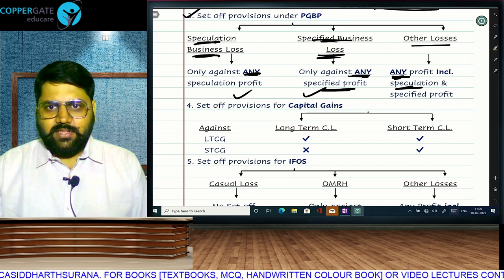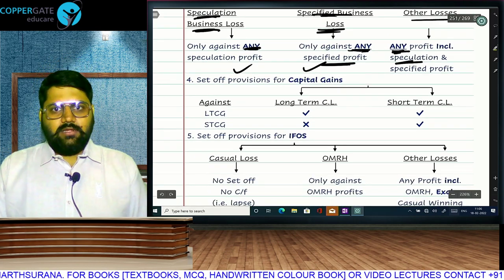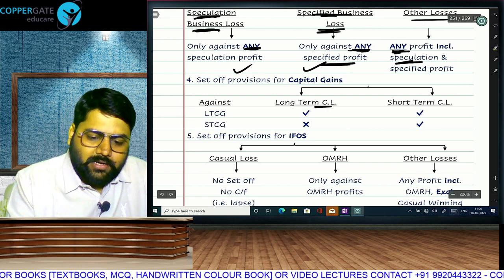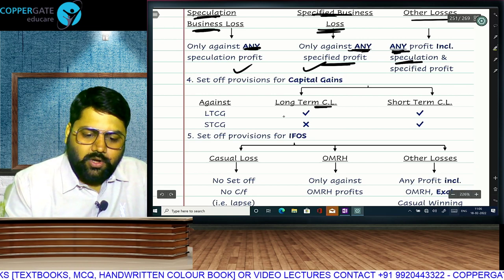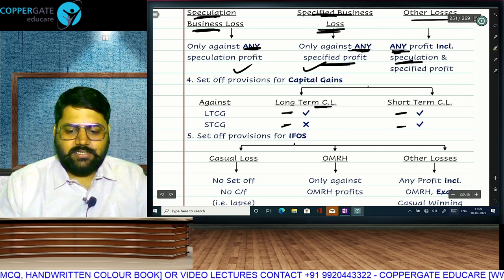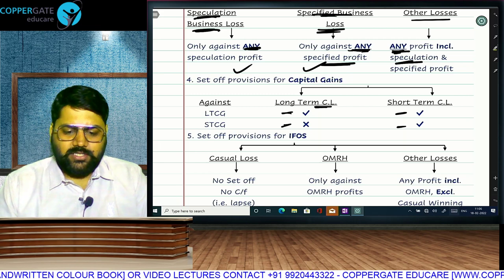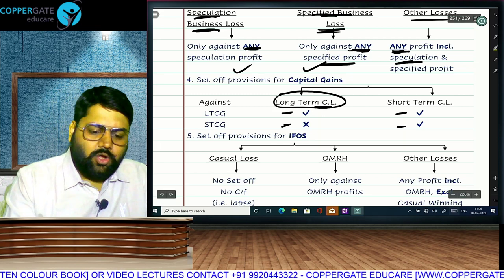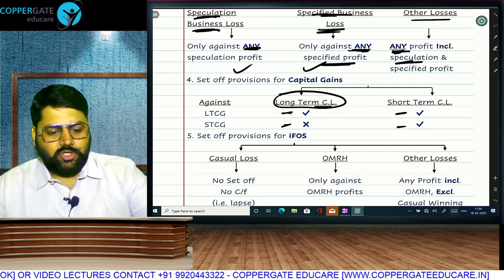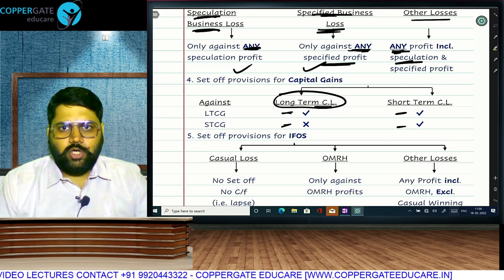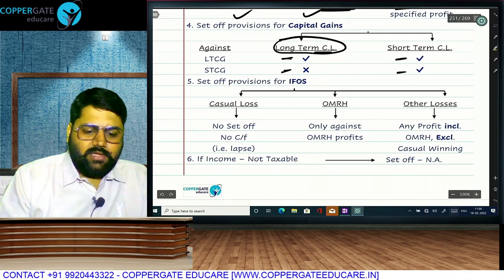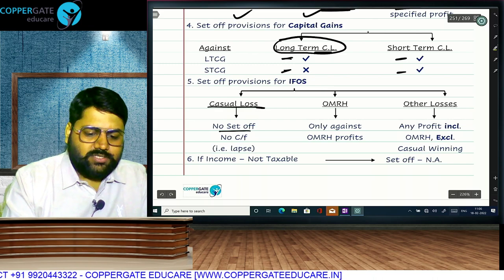What about set off under the head capital gains? Set off is allowed under inter source, but there is a restriction. Long term capital loss can be adjusted only against long term capital gain, not allowed against short term capital gain, but short term loss can be adjusted against both long term as well as short term gain. So once again we can say the restriction is on long term loss, not on long term gain. Long term gain can be used for both losses, short term gain can be used only for short term loss. Long term loss is not allowed against short term gain. And what about IFOS? If there is casual loss, betting and gambling, no set off, no carry forward.